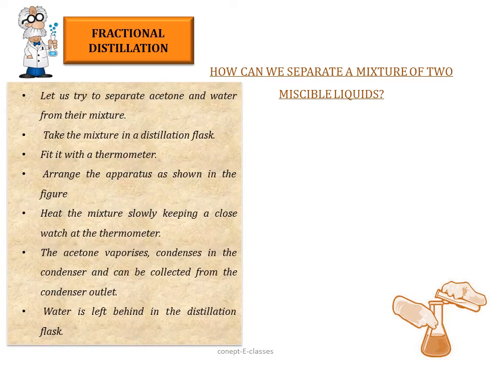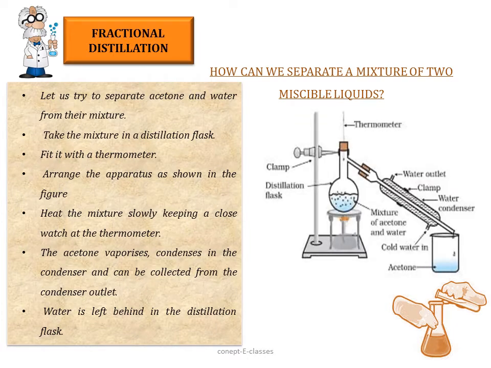So here the 2 miscible liquids that we are using are acetone and water. So what do you mean by miscible liquids? It means that those 2 liquids mix with each other. Okay, so if we took this mixture in a distillation flask and we fit a thermometer in this flask, we arrange the apparatus as shown in the figure, and we heat the mixture slowly, keeping a close watch at the thermometer.